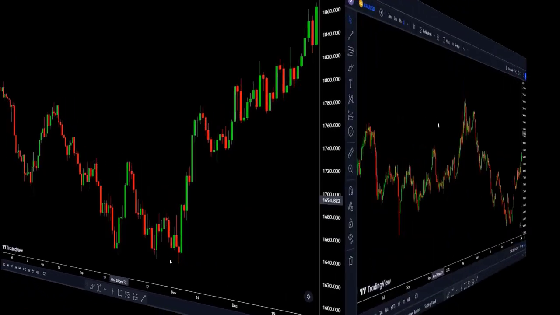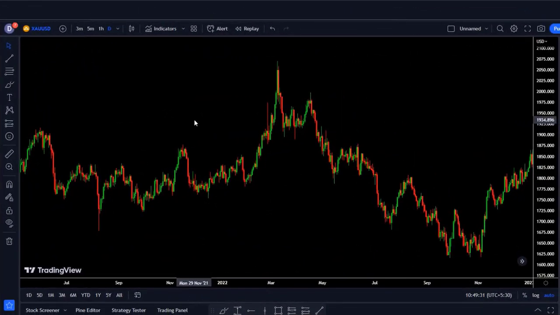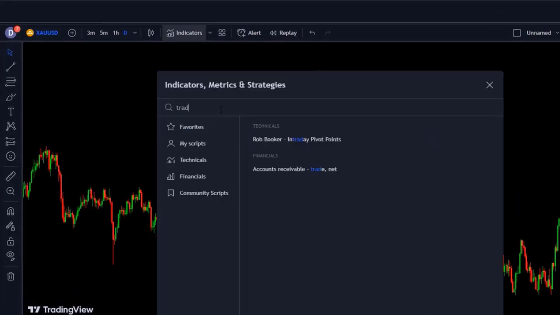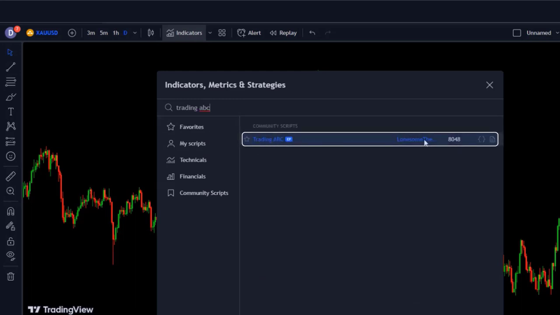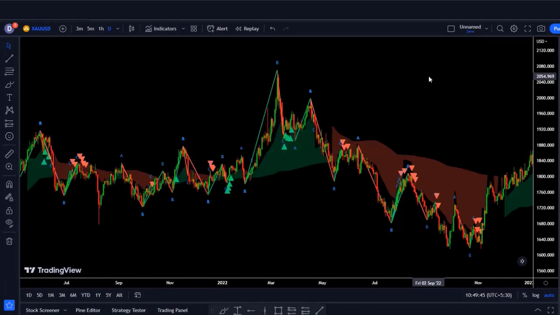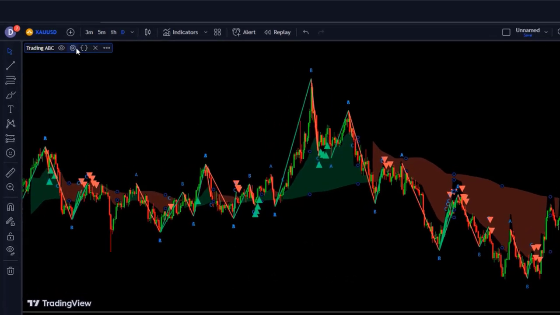As I said earlier, there is an indicator that perfectly shows us the ABC patterns on the price chart. For adding it to our chart here we click on indicators and we search trading ABC. This one, which is an editor's picks indicator, and it's written by someone named Lonesome W. Alright. As you can see, the indicator is already added to our chart with the ABC patterns and also these green and red trend clouds and these red and green triangles that are actually buy-sell signals based on the prior ABC pattern. These trend clouds help us with direction of trends and they are built based on moving averages, actually a collection of moving averages.